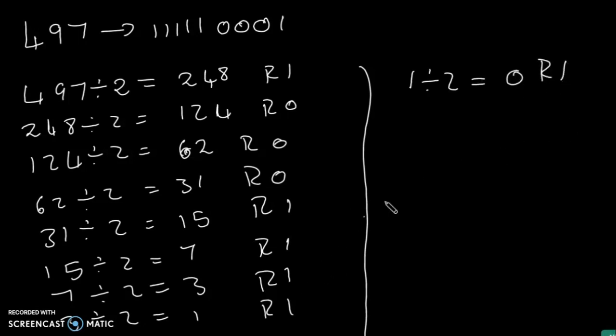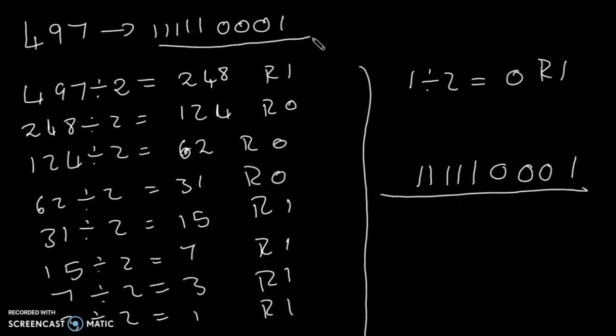Therefore, we are going to read them from the bottom going to the top. Starting from here, remainder 1, 1, 1, 1, 1, because we have 1, 2, 3, 4, 5. Then 0, 0, 0, 1, which is the same as this one.